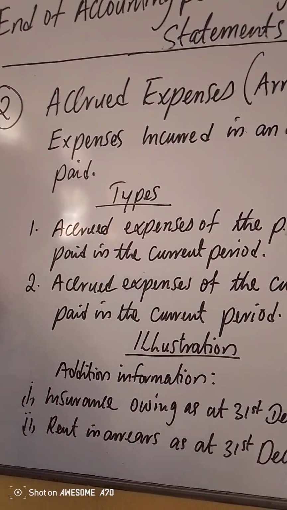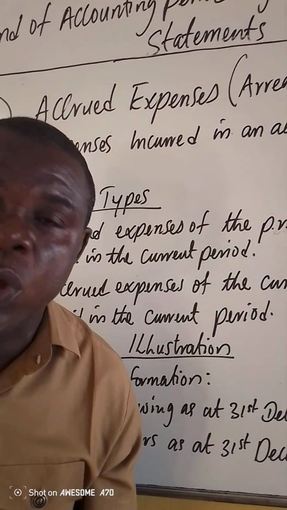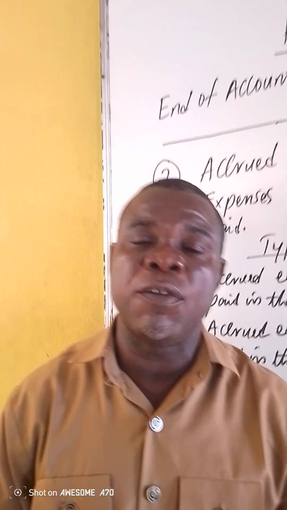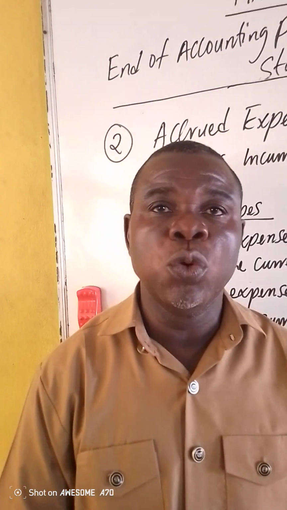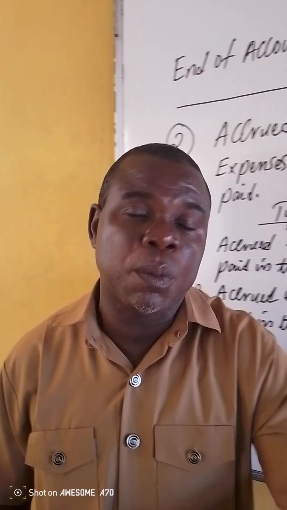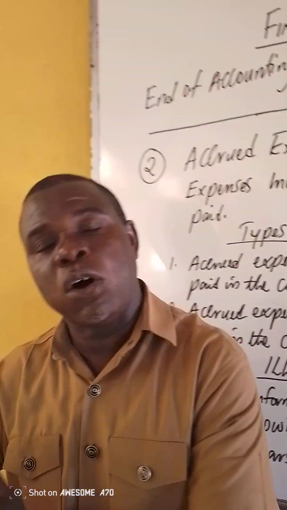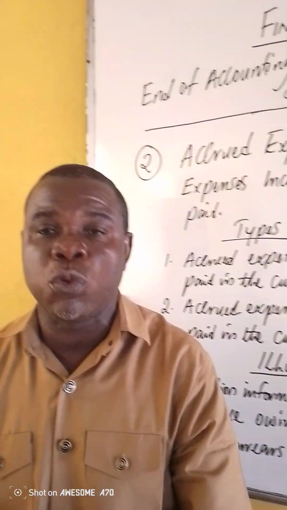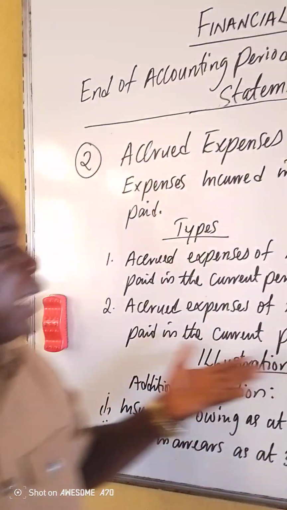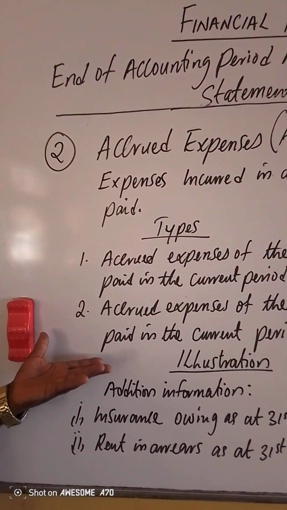Accrued expenses are divided into two. This is an area where most learners believe that we have only one type of accrual, which is accrual at the end of the year, which is normally added. But there is also another type of accrual, that is accrual of the previous year. These are the common accrued expenses we have.